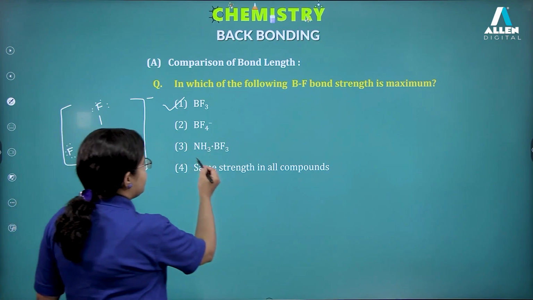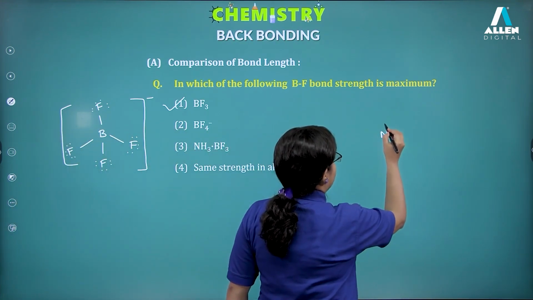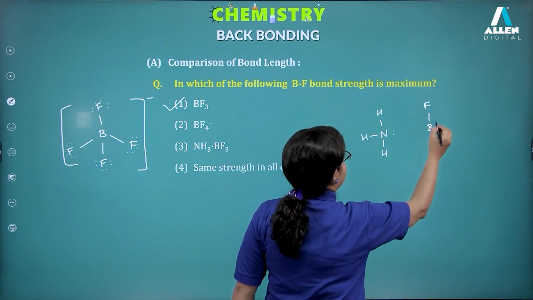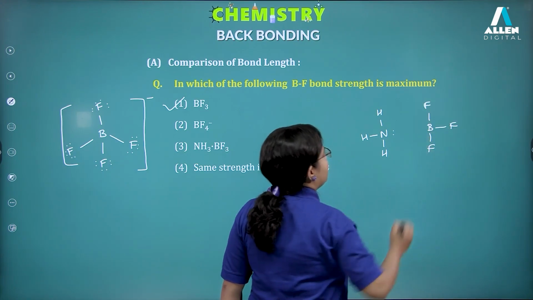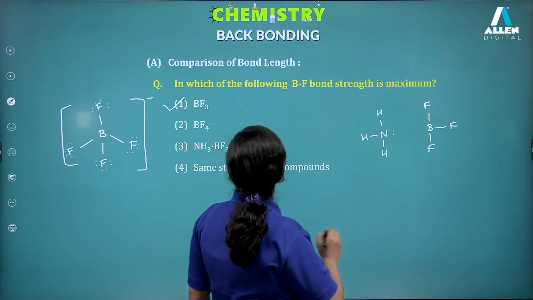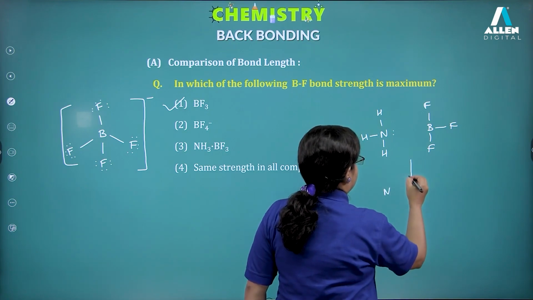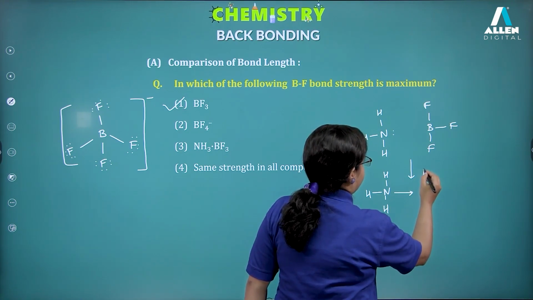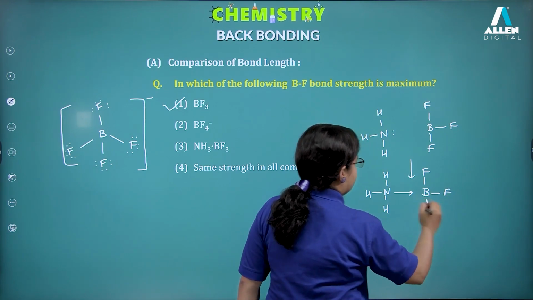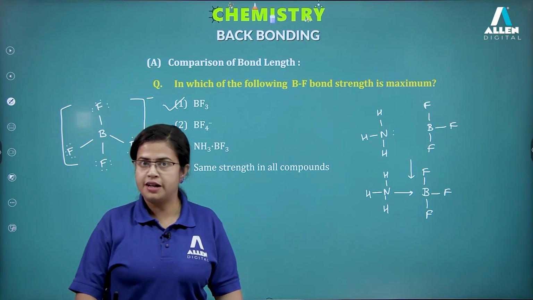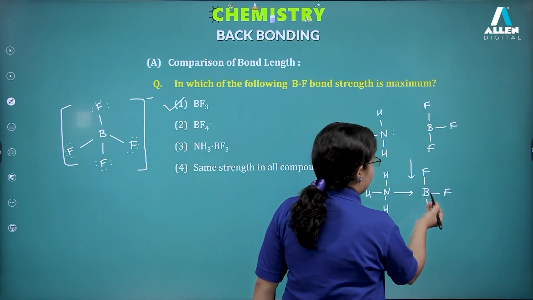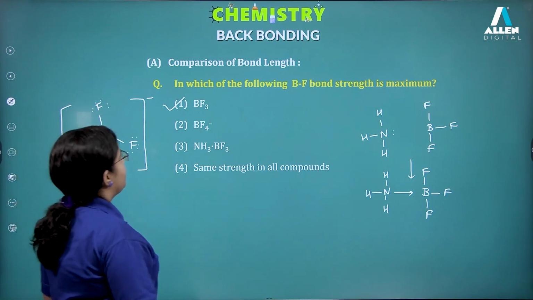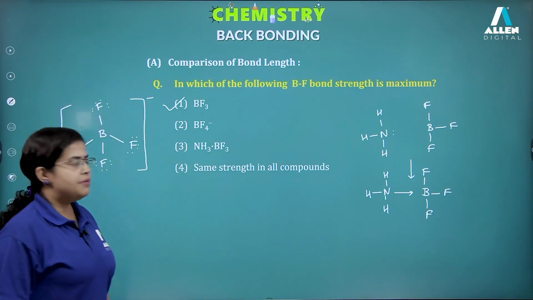At the same time, NH3·BF3. So I have NH3, which has a lone pair, and you have BF3, which has a vacant orbital. So if they form a complex or a bond, you can expect nitrogen to be the donor and boron to be the acceptor. A coordinate bond, but a sigma type, as you can see, is formed from nitrogen to boron, but no back bonding is seen. And hence, since back bonding is seen in the first case, the B-F bond strength is maximum in the case of 1.